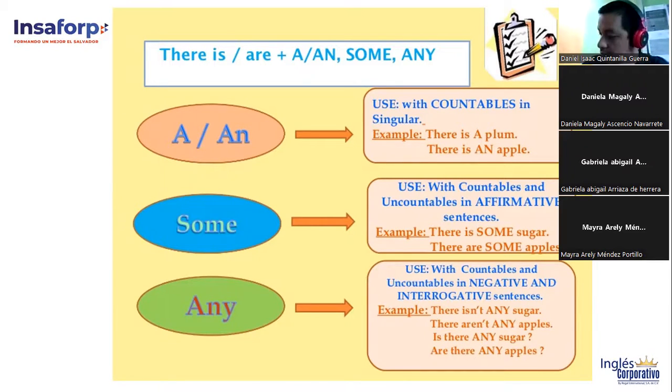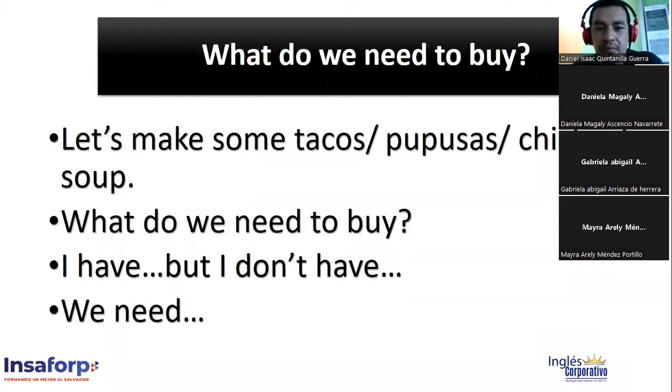And now I want you to work in small groups and you are going to plan to eat something. Okay. You are going to make lunch or dinner, or breakfast, you choose. And let's say, what do we need to buy? ¿Qué necesitamos comprar? Okay, that is the topic of the conversation. You can say, hey, Daniel, let's make some tacos. Or hey, Gabriela, let's make some pupusas. Or Mayra, let's make some chicken soup. Okay, yes, what do we need to buy? And think about the things you have in this moment in your house. You can say, I have some tomatoes and onions, but I don't have tortillas. I don't have any tortillas for tacos and I don't have any meat.